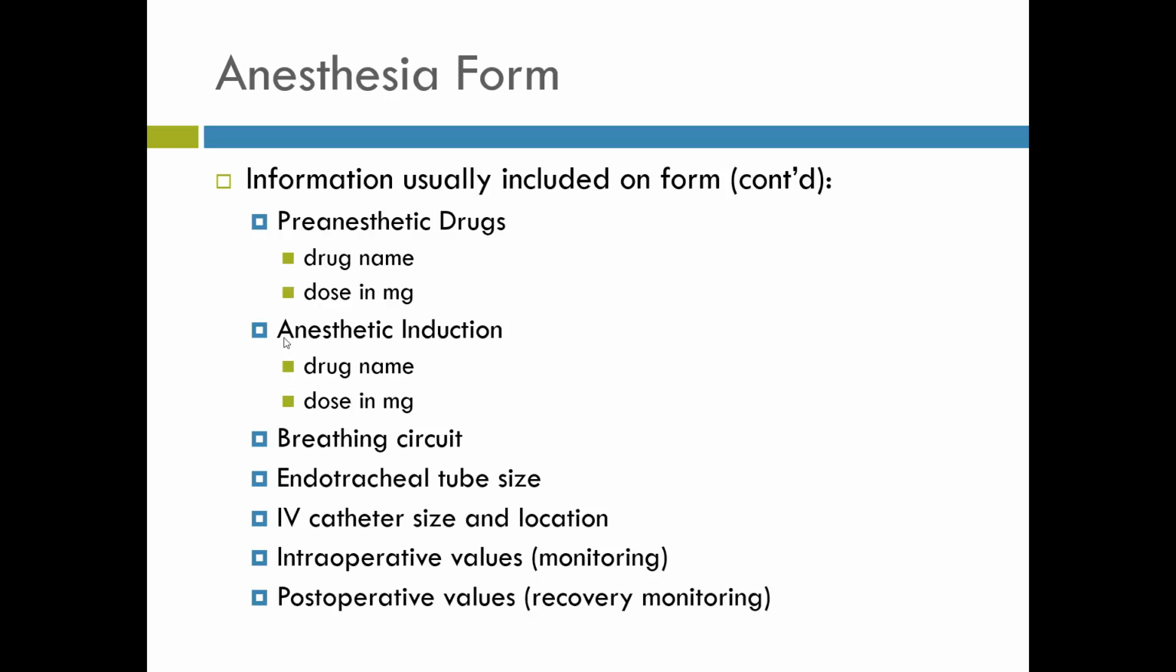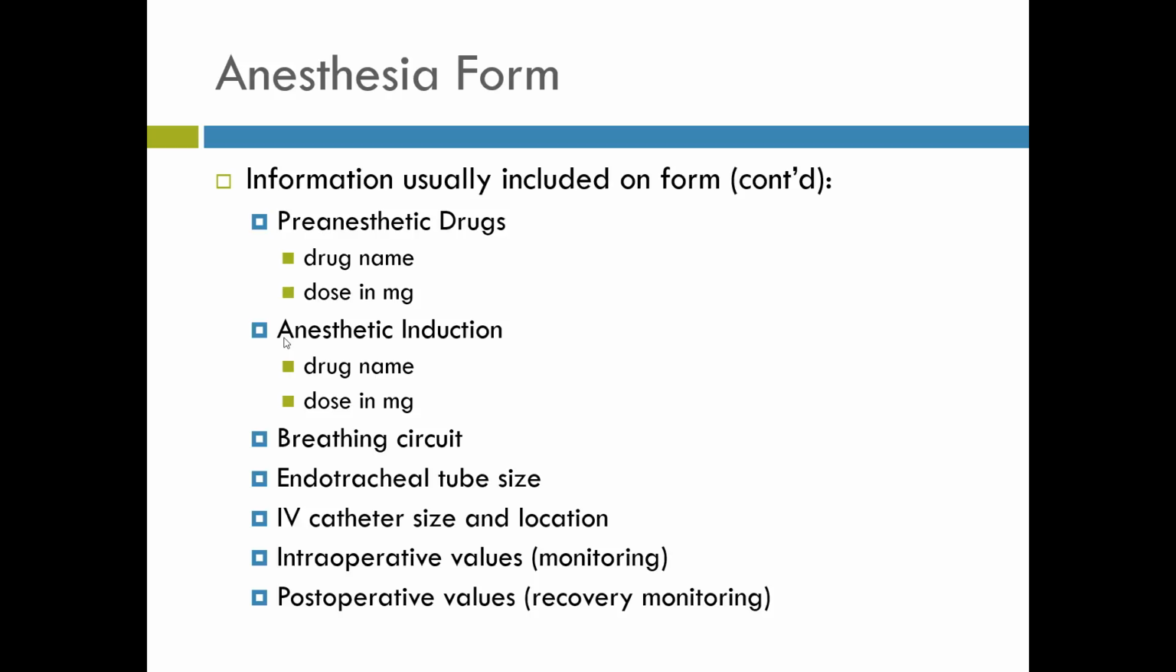Information also included could be pre-anesthetic drugs. So we're going to list all of the drugs that we give pre-anesthetically to our patients, and anesthetic induction agents. Make sure when we list both of these drugs on here, we give the drug name and the drug dose in milligrams, because if we put a volume, that's not equating to how much the patient's actually getting. 2 milliliters could be an overdose for a small patient, but it might be underdosing for a large patient. So it just depends on how strong that drug is. That's why we always include milligrams.